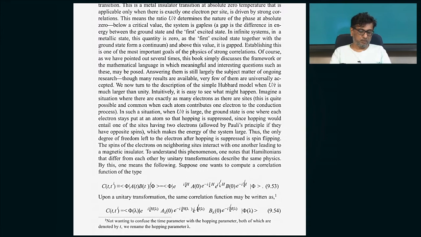In order to do that, we have to make certain observations to start with. First, if you have a Hamiltonian, the physics of that system is equally well captured by another Hamiltonian, which is related to the original one through a unitary transformation. If you do not believe me, here is an explicit demonstration of that fact.